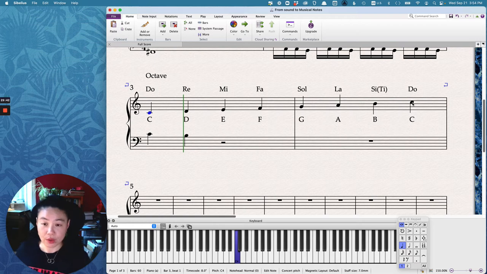One more time. Now we're going to do solfège. Ready? First note is do, re, mi, fa, sol, la.